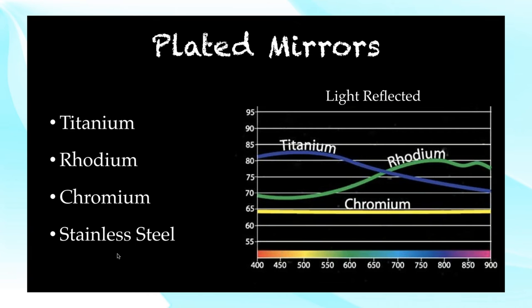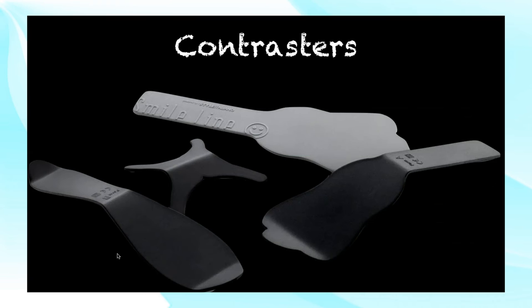The best ones are going to be the titanium mirrors, but they're also the most expensive. You can get high quality photographs with either rhodium or chromium mirrors. And that's usually what I have in my office. They're going to give you great photographs, really good reflection of light, and you're not going to have any problems. Finally, it's going to be contrasters.